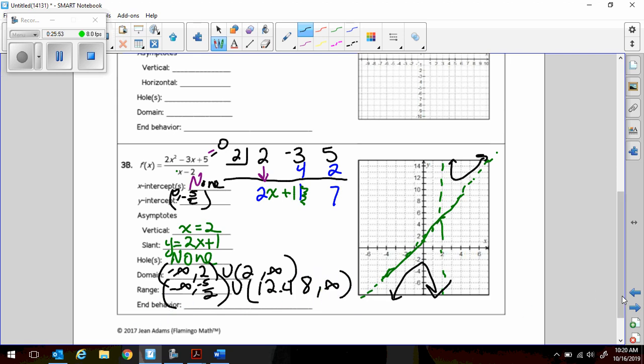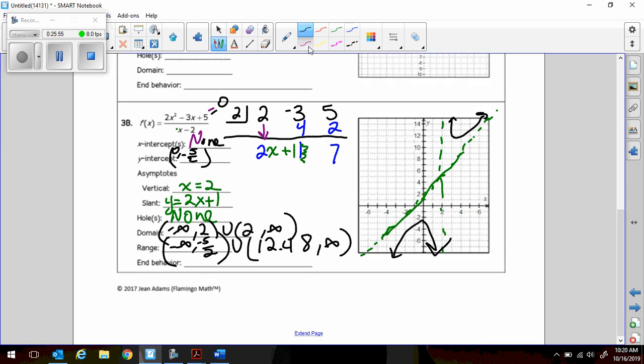The end behavior: usually we're using limit notation, or we say, as x goes to the left, what happens to my function or my y values. As x goes to the right, what happens to my y values. So as we go to the left, my y values go down to negative infinity. So this one's going to be negative. As we go to the right, my function goes up to positive infinity. So this one's positive.